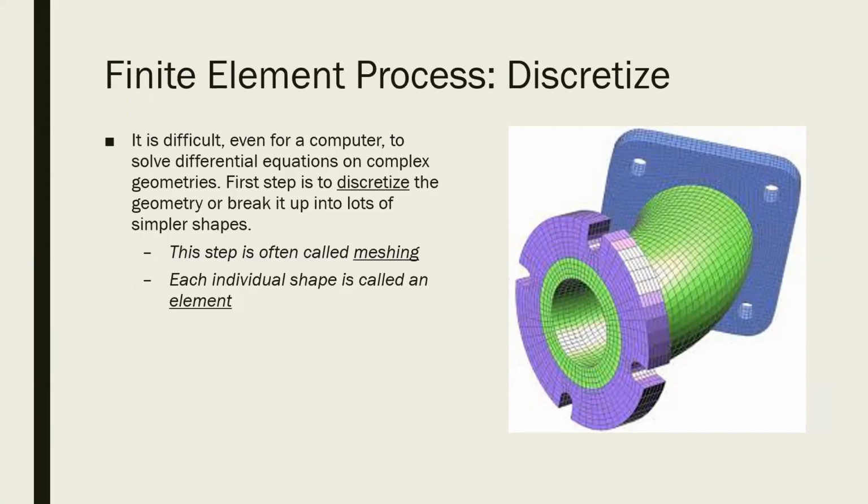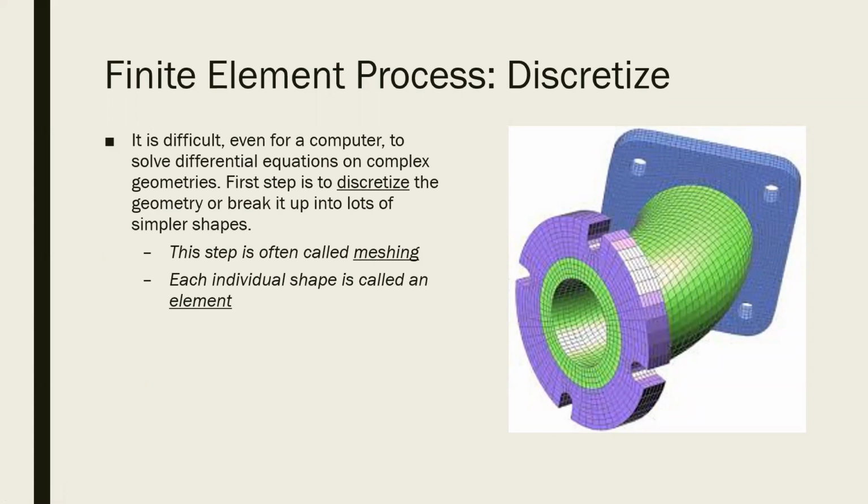Okay, so the first step here is discretize. By discretize, what I mean is that in order to actually perform the finite element method, you need to take your complex geometry and break it up into a lot of simpler shapes. Even though we just talked about how computers are really amazing and can do all these calculations, computers are still actually really dumb. So you need to present the problem to them in a way that they can do. You can think of them as a really talented kid that can only do things one way, right?